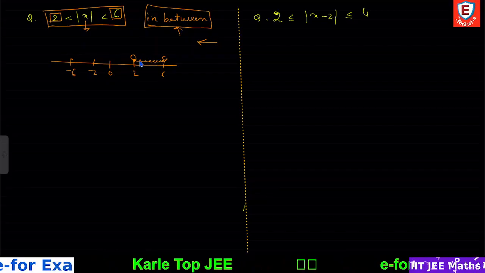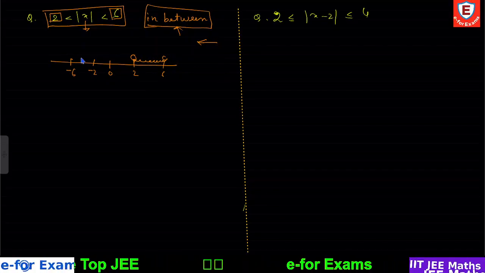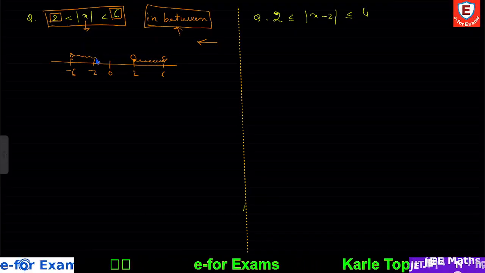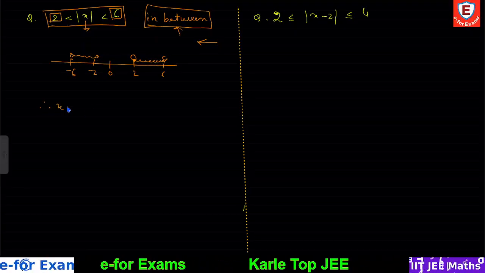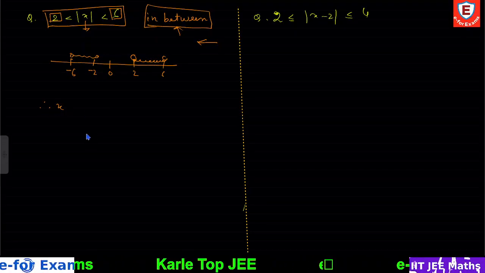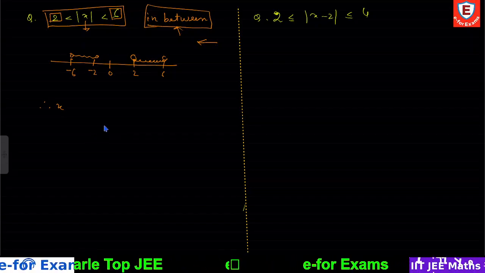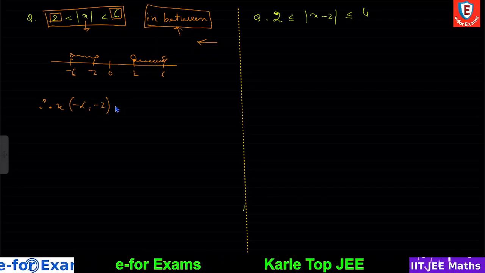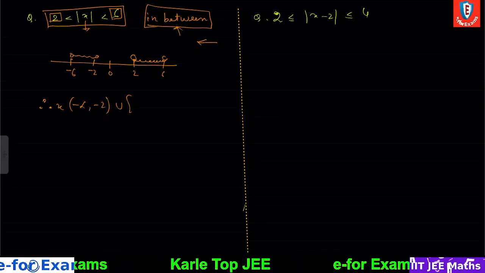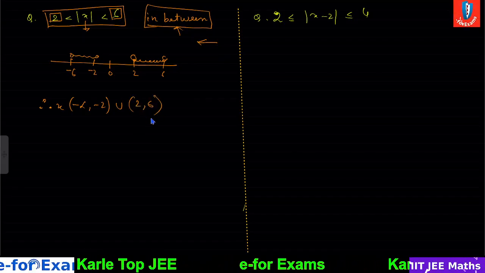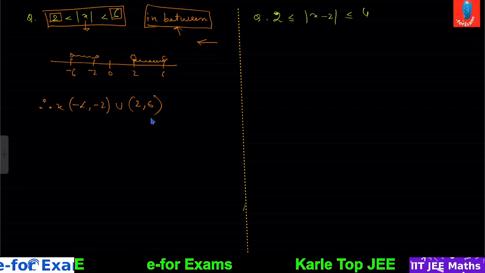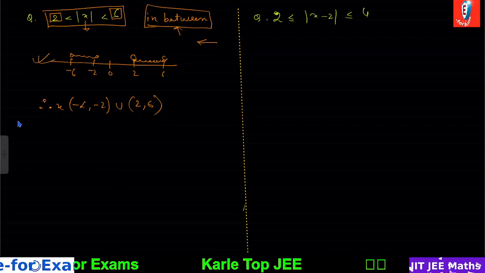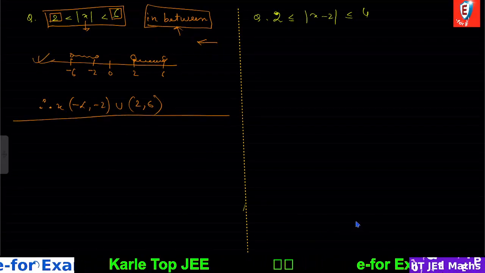First answer is, for the right side it is 2 to 6, and for the left side minus 6 to minus 2. So therefore x equal to minus 6 to minus 2 union, sorry, it will be open 2 to 6. This is the solution. You got this? Shall I explain again? Okay. Let me explain this again.